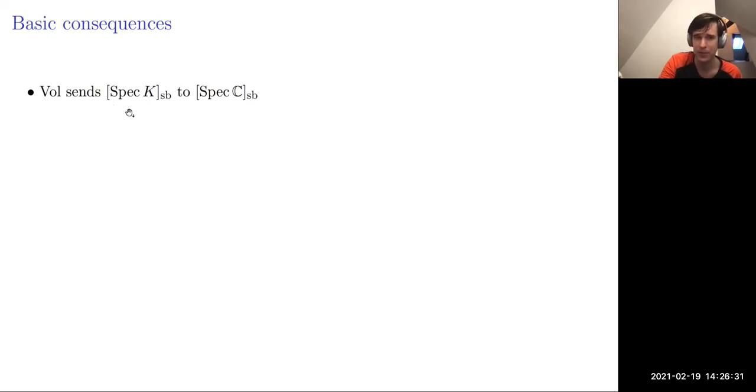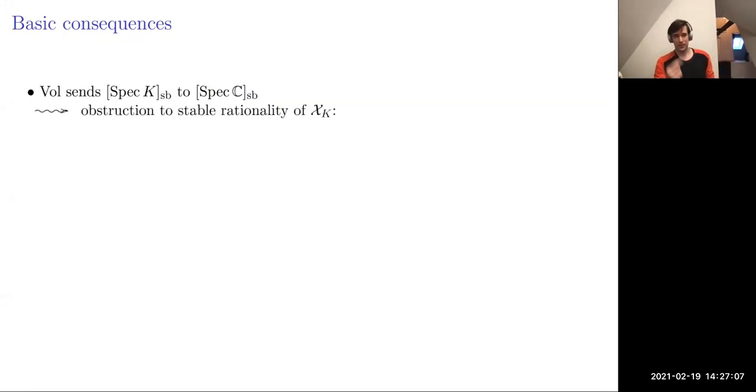This function, or this map, sends the class of a point to the class of a point. And basically, in our whole story, we'd like to check whether a given variety has the class of a point in this ring here. So if we can take X and say that the class is different from the class of a point, that's by definition saying that X is not stably irrational.